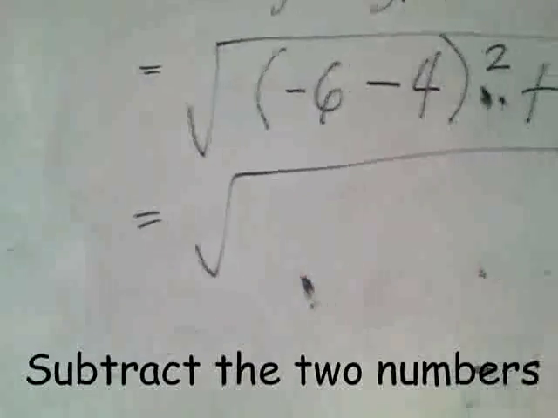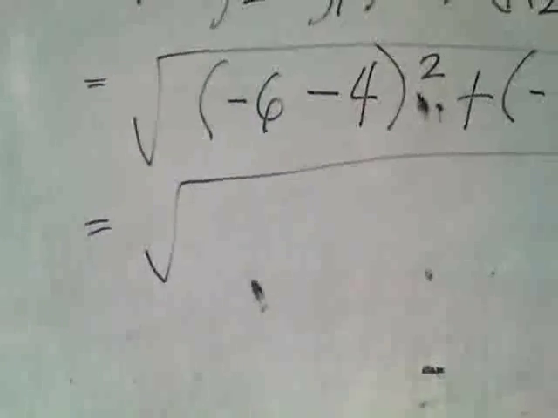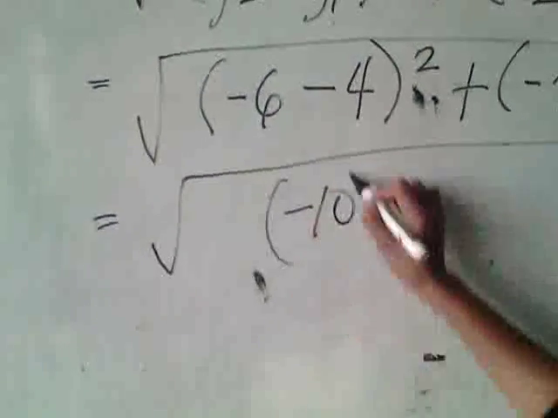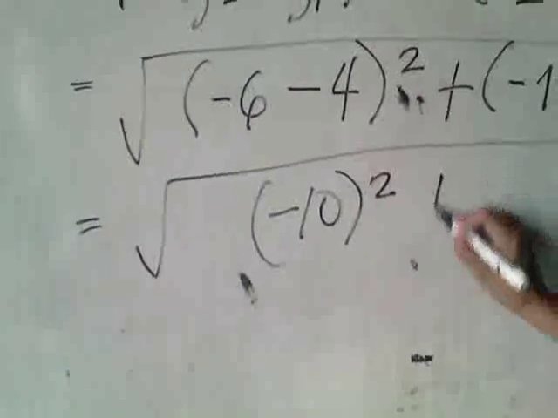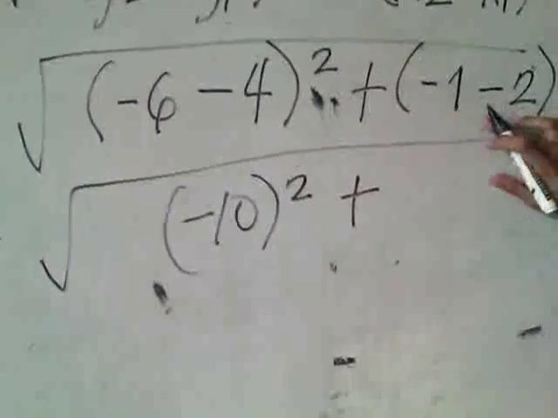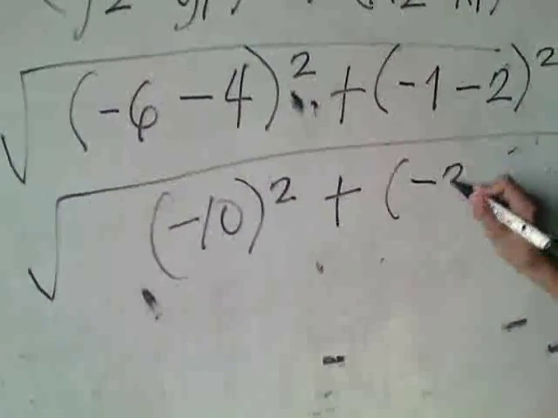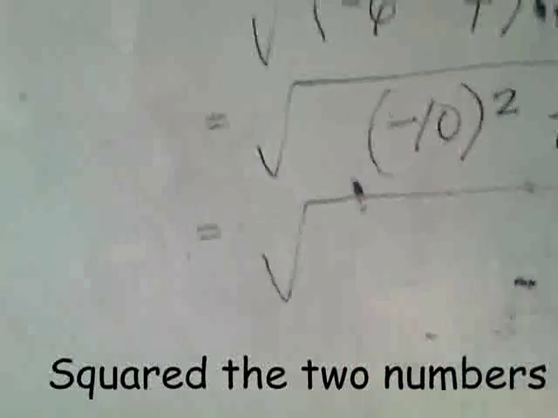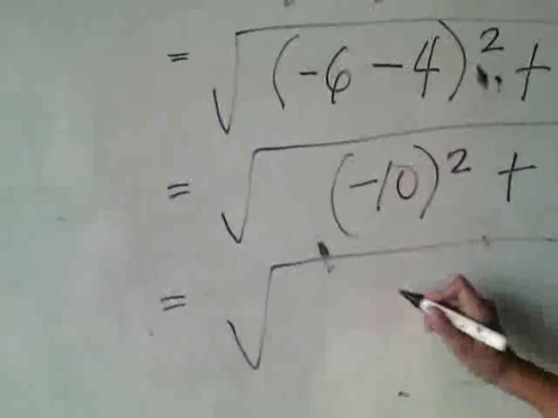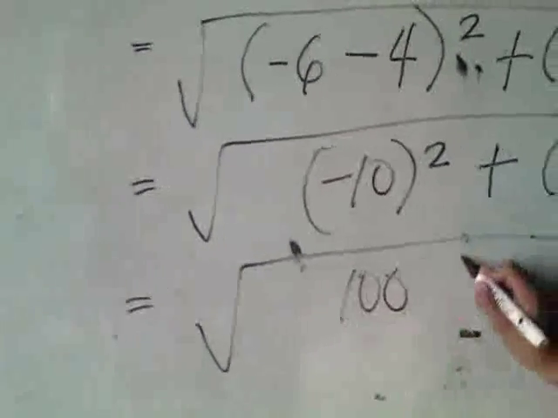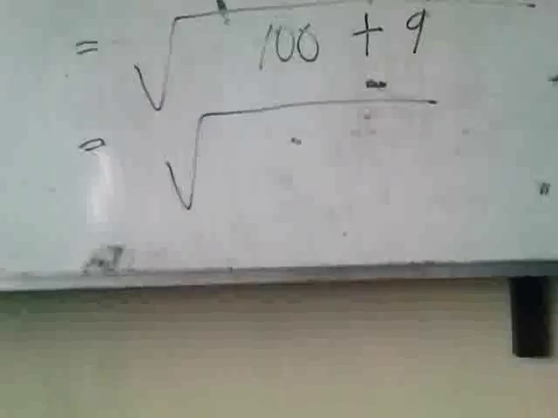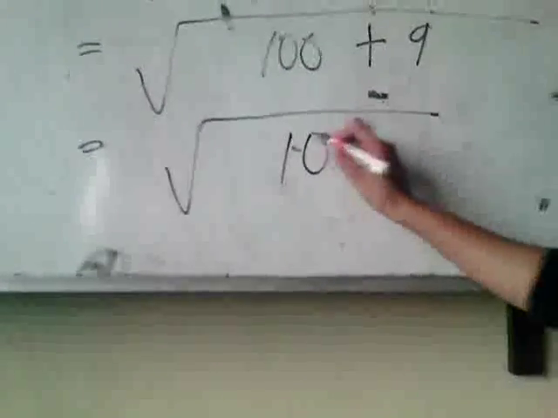So we subtract the two numbers. Negative 6 minus 4 is negative 10, squared, plus negative 1 minus 2 is negative 3, squared. So we square these two numbers. Negative 10 squared is 100, plus negative 3 squared is 9. So the answer is the square root of 109.